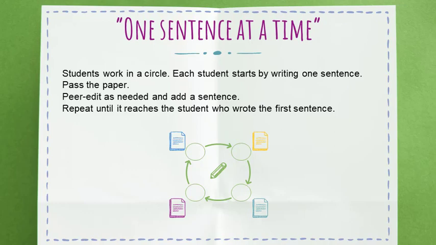They keep going, pass the paper, peer edit, add a sentence, until the paper reaches the student who wrote the first sentence, completing the circle, completing the story. So at the end, if we're working in a group of 4, for example, we would have 4 stories of 4 sentences each. And of course, this is not limited to small groups. You can do bigger groups. You can do one whole class group. And also, you don't have to limit it to one go-around. You can do multiple rounds.